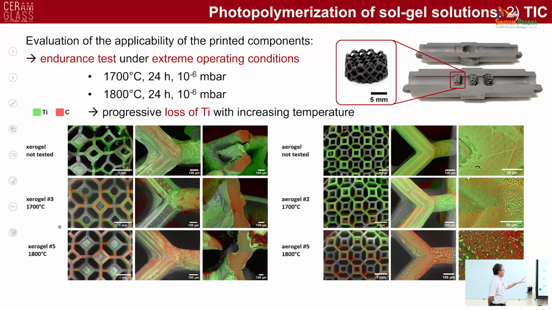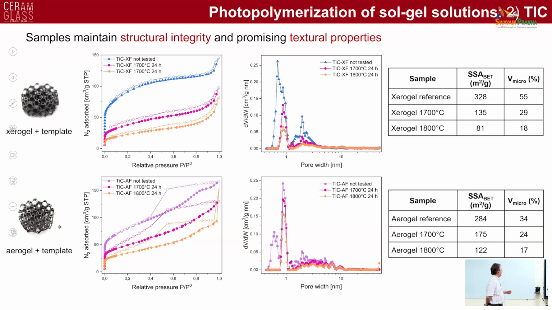And this problem of the release of titanium comes from the material itself, but possibly also due to the nanostructure and the presence of micro-mesopores that increase the specific surface area, and therefore the geometric surface area exposed to the high vacuum conditions. So nevertheless, the samples maintained the structural integrity and retained at least some degree of textural properties.